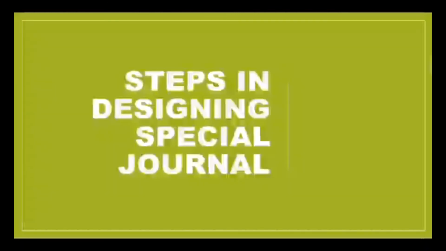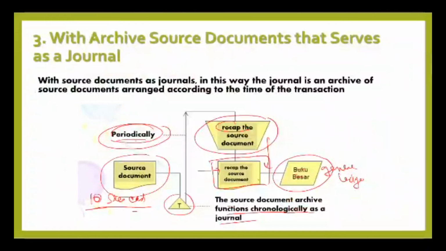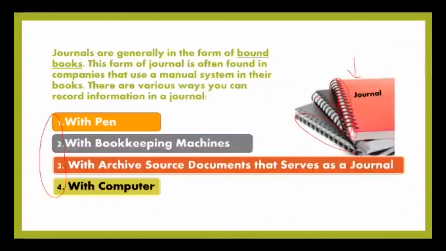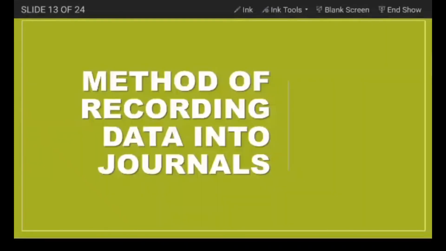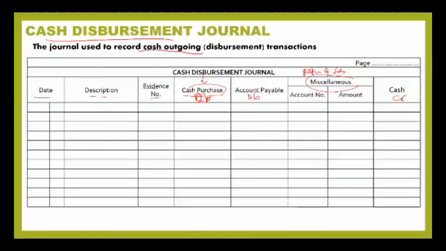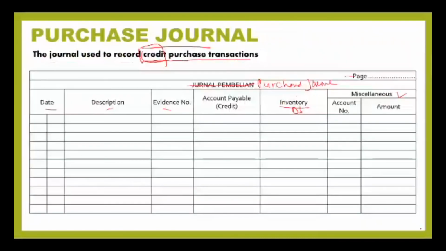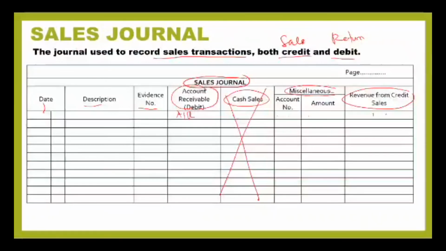As you can see here, if you want to make a special journal about sales, I have given you an example before. As you can see here, you may use the cash sales in the cash receipt journal or in the sales journal. It depends.